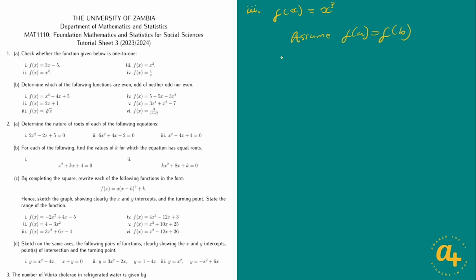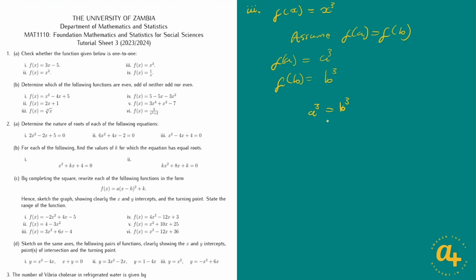Now, to do this, we're going to say f of a is equal to a cubed, and we're also going to say f of b is equal to b cubed. To assume that f of a is equal to f of b, we are going to equate the output f of a, which is a cubed, to the output f of b, which is b cubed. So now we have our equation.